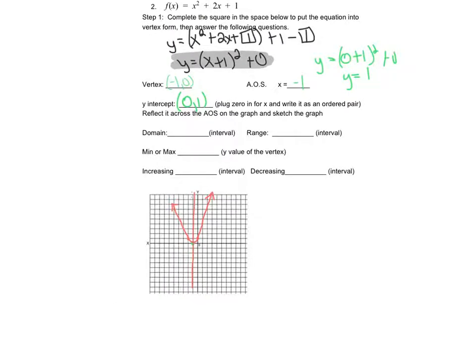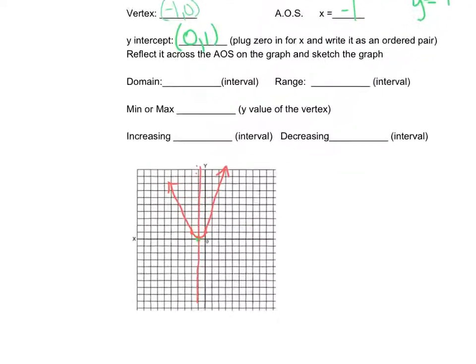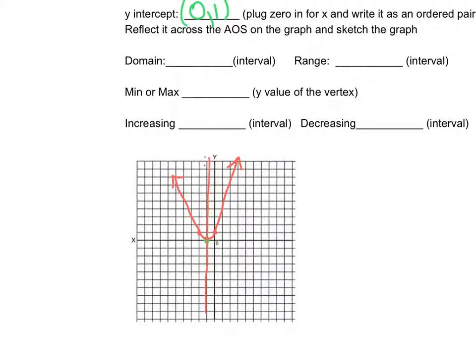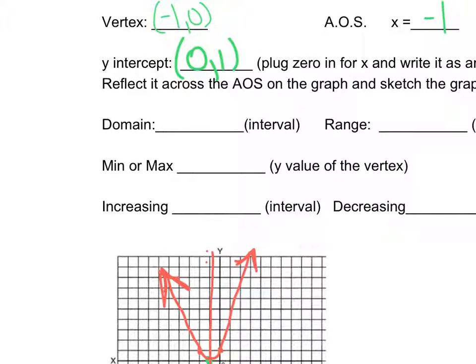So now let's start talking about domain and range. Remember, the domain is all of your possible x values. And most of the time, for right now, as long as there are arrows on both ends of your parabola, it's going to be all real numbers, which means in interval notation, all real numbers can be written as negative infinity to positive infinity.